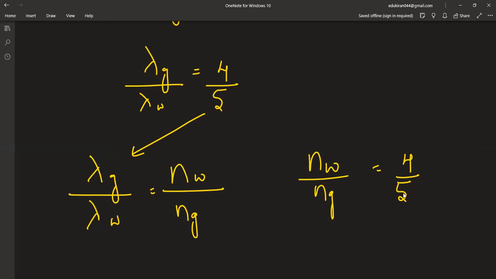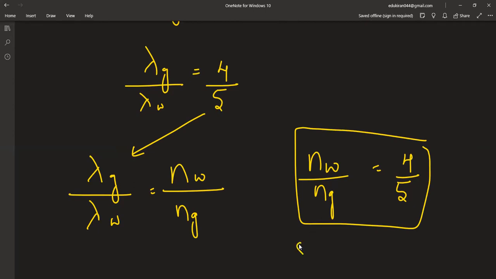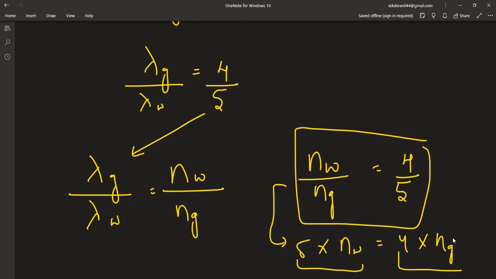Here 4, 5, this is coming at the end. Yes, sir. Now see, by the derivation also something happens like this. If I write it as 5 into NW is equal to 4 into NG, this is same. Both the equations are same. So thickness into refractive index is equal to thickness into refractive index. This is known as optical path.